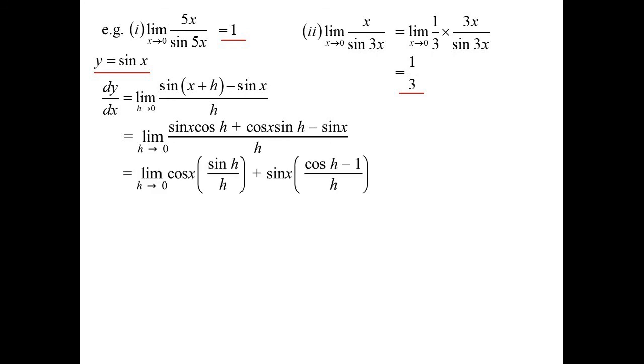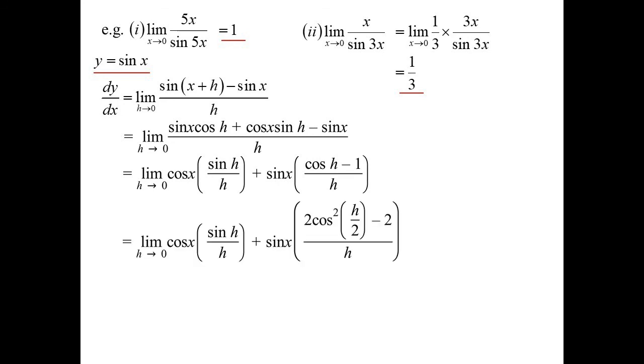I've got cos x times sine h on h. The reason I've done that is because I know that limit is going to be 1. So I've got cos x. Then I've got sine x times cos h minus 1 on h. I'm going to have to play around with that one.